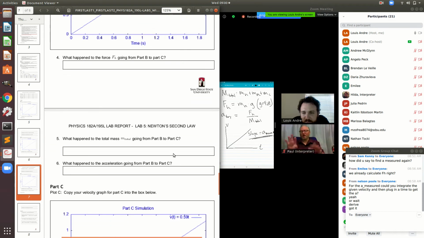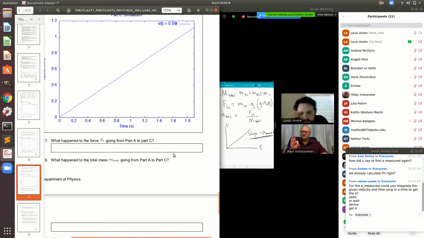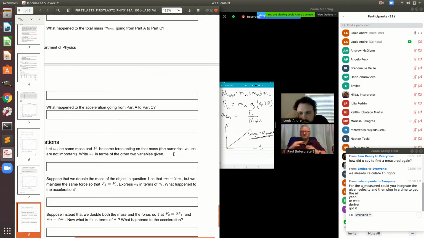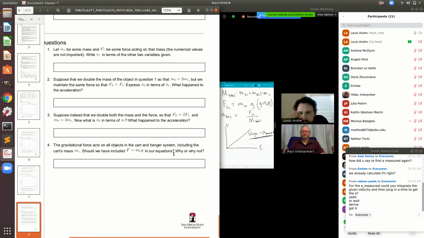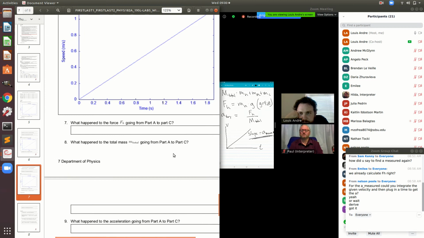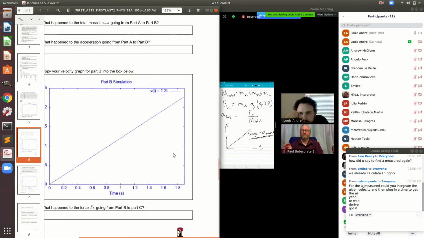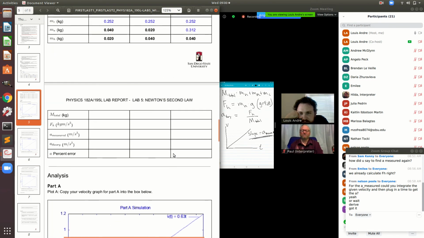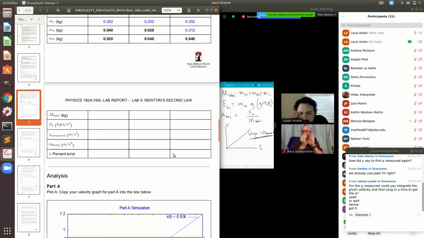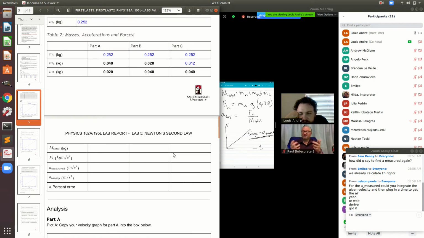And then they just ask some more of these qualitative questions here. Just, hey, what happened to the force? What happened to the mass? What happened to acceleration? Okay. I'm going to let you guys fill out this chart really quick. That's pretty much all you have to do for the first part, and then I'm going to start talking about the questions, okay?